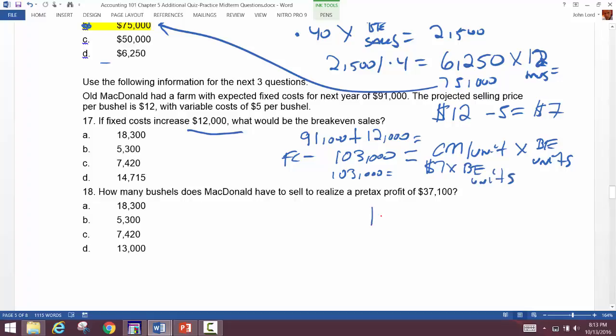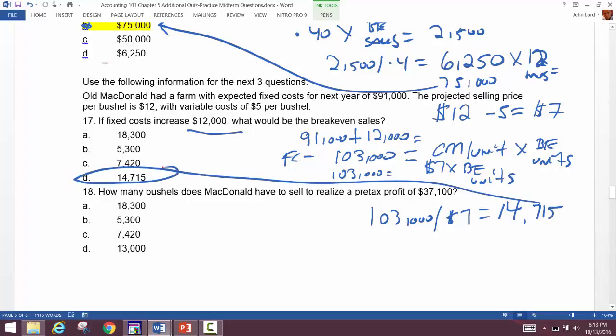I divide each side 103,000, divide each side by $7. Do I get an answer here? 14,715 exactly, or close? 14, but you round it up because you can't sell a fraction of a unit, right? And it was a 0.28. You think, oh, it should be 14, but no, we got to round up, right? Okay, good. Who wants to do this one now?